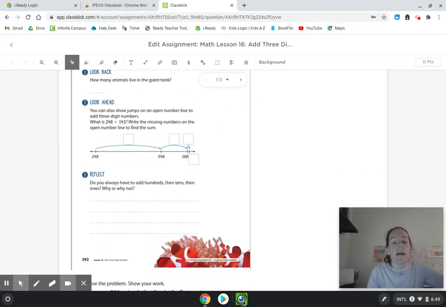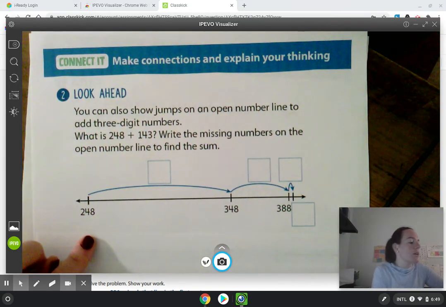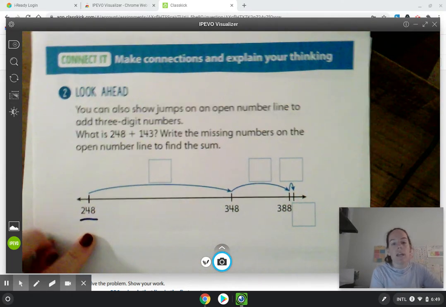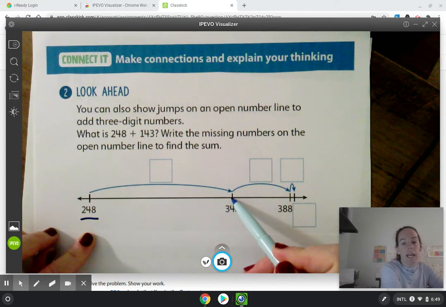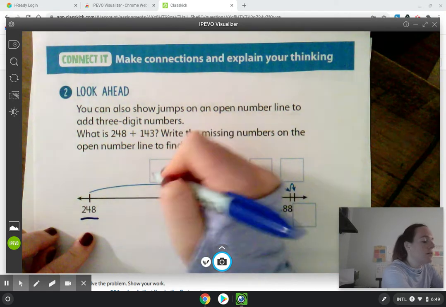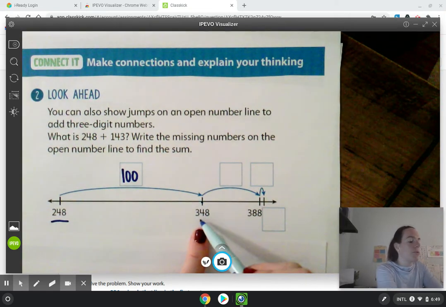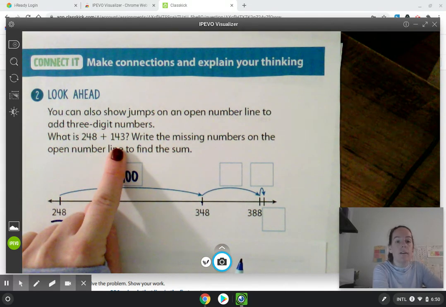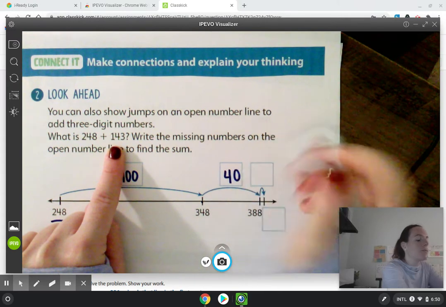So let's go ahead and go over this. Let's study this number line. We started at 248, and then we're going to add that 143 in chunks. From 248 to 348, how many were added? 100, right? So we had a 100 jump. Then from 348 to 388, looks like they added the tens next. How many tens are we going to add? 4 tens, or 40, from our 143.